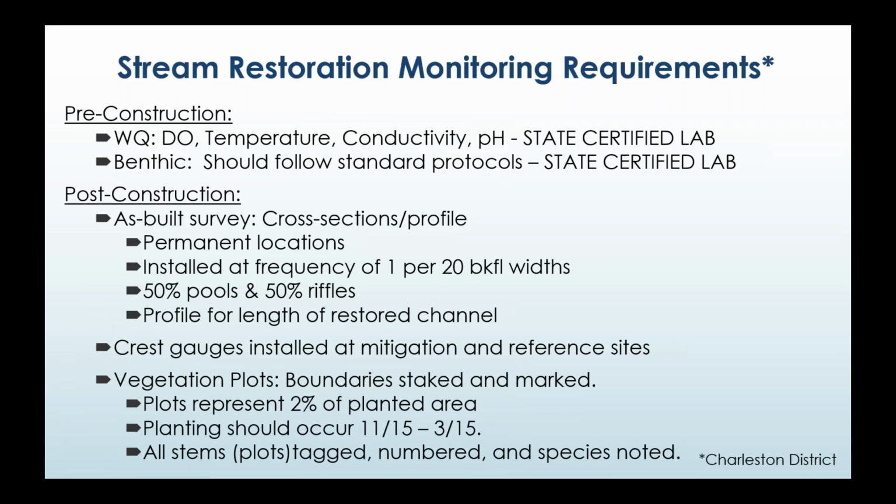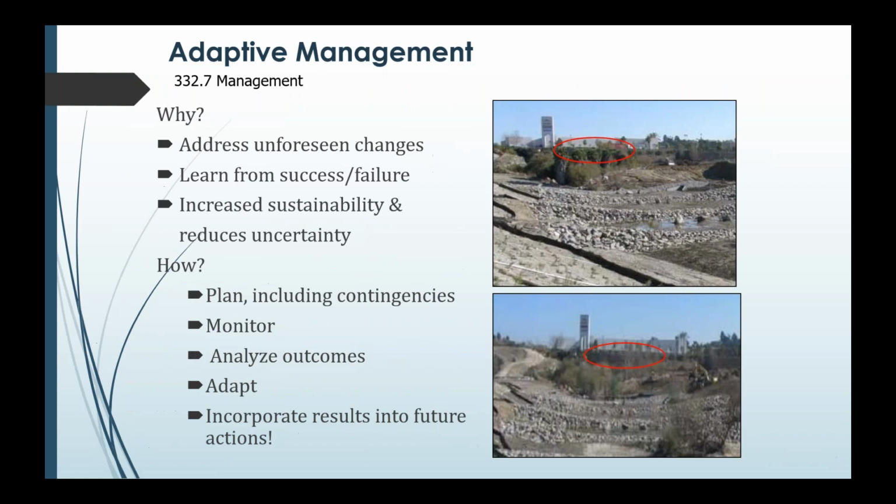Okay, so here's just one example from the Charleston district that I wanted to put out there, for their stream restoration monitoring requirements. They require very specific things for their stream restoration site. So pre-construction, they have water quality requirements, benthic macroinvertebrates requirements, and then post-construction requirements. So at least in that district, there's good guidance. You write your performance standards and your monitoring program to, at minimum, include these monitoring requirements, and you can go beyond that if necessary for the complexity of your site, but this is the minimum in that district.